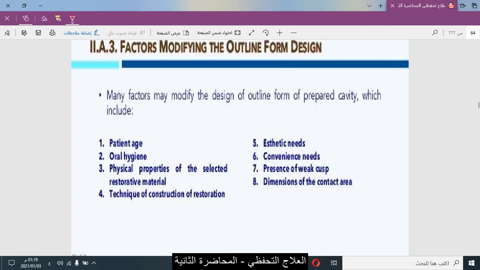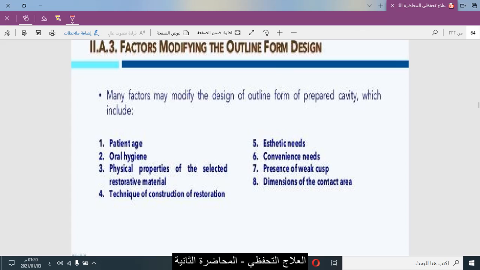Technique for construction: what technique do we have for the construction? We construct a direct amalgam restoration. We have to do a truncated cone with 5 to 2D convergence from the occlusal. We have to do flat pulpal floors to equalize the stresses. We have to do rounding of the line angles. The cavosurface angle must be 90 degrees. This is the situation for amalgam.